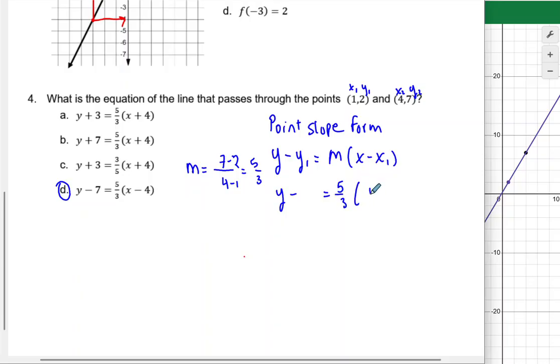The only other thing is to fill in a point here. So there's 2 equations that could work for this. So 2, 1, so y1 and x1. And then this one is y minus 7 equals 5 over 3, the 7 right here, times x minus 4. Okay, so that's this point right here, this line.